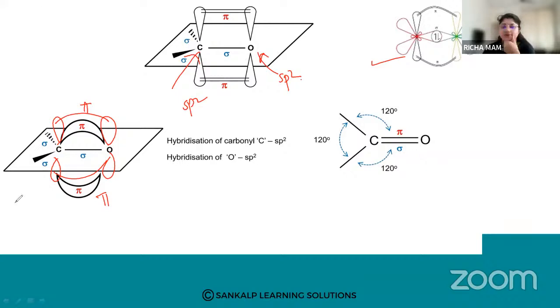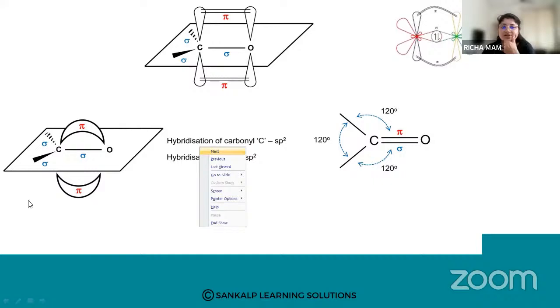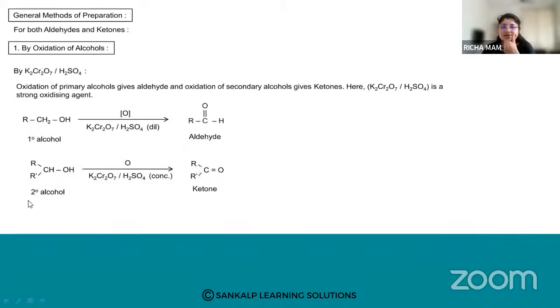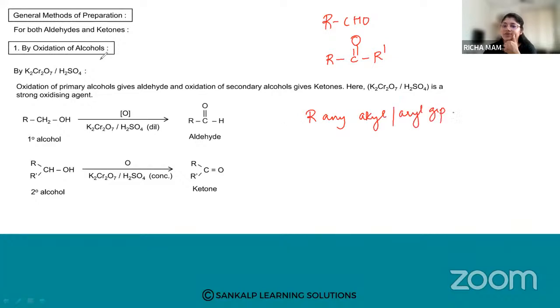Okay, so let us start. Next is the preparation of aldehydes and ketones. How can we prepare aldehydes? Don't forget what an aldehyde is. Aldehyde is RCHO, and ketone is RC double bond O R dash, where R can be any alkyl or aryl group. Remember these things, don't forget.